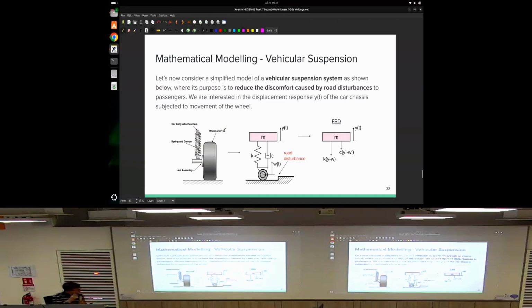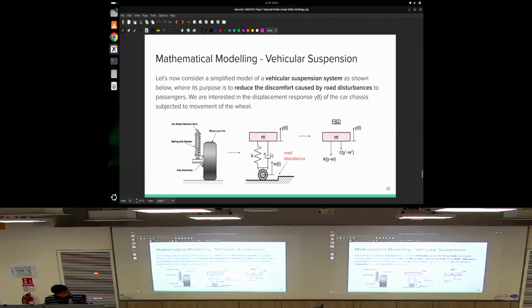Okay, so therefore, if you want to have an even more realistic representation of the car suspension system, it is a cascaded spring damper system. So there's a spring and damper here, then at the wheel, there's another spring and damper before it connects to the ground. So that will be a more realistic model, which I think I forgot if your tutorial question has one of that.